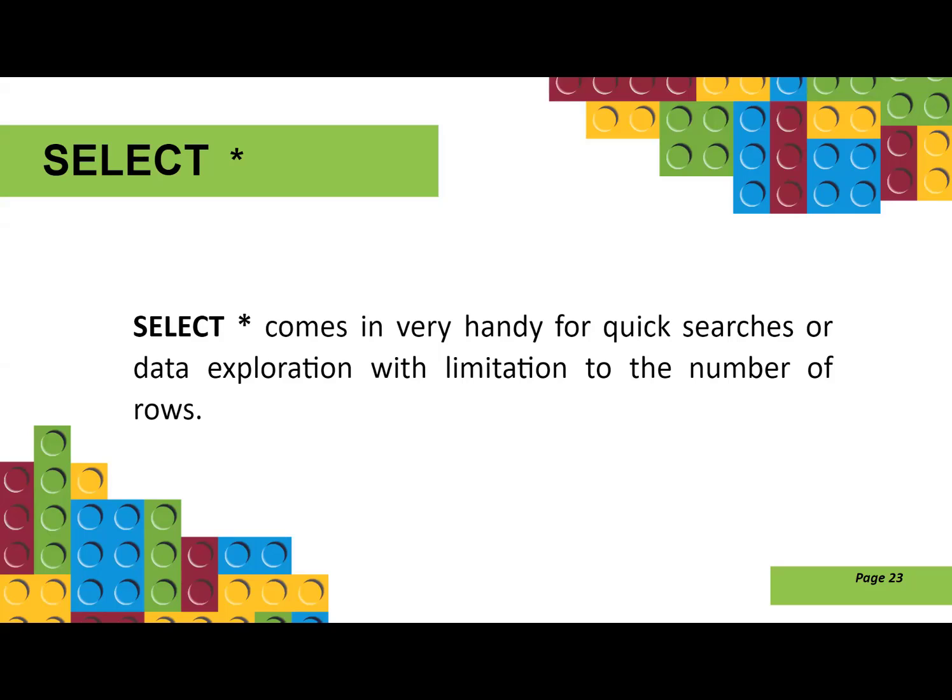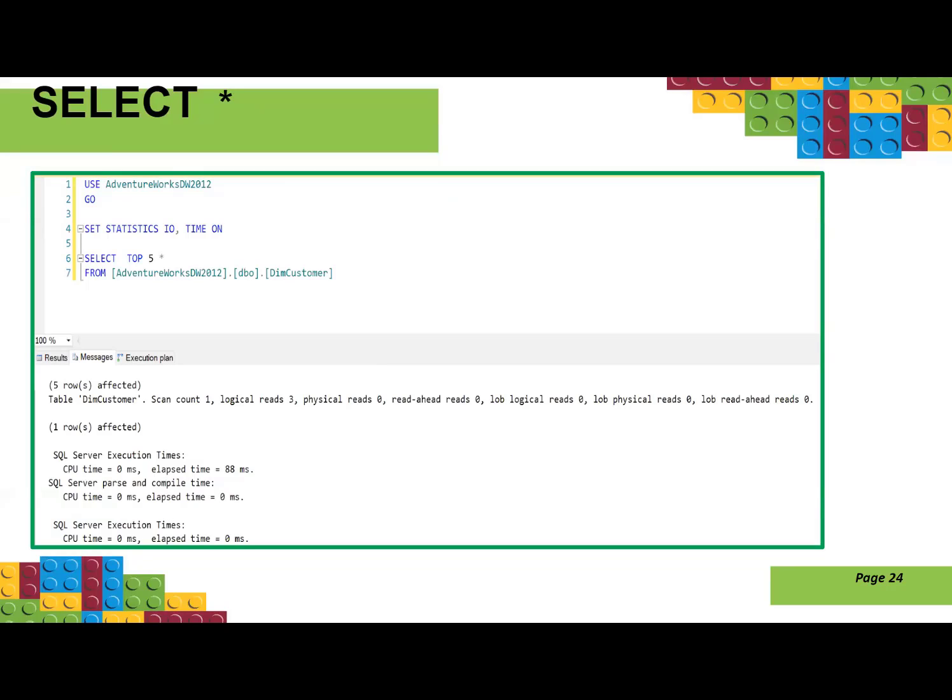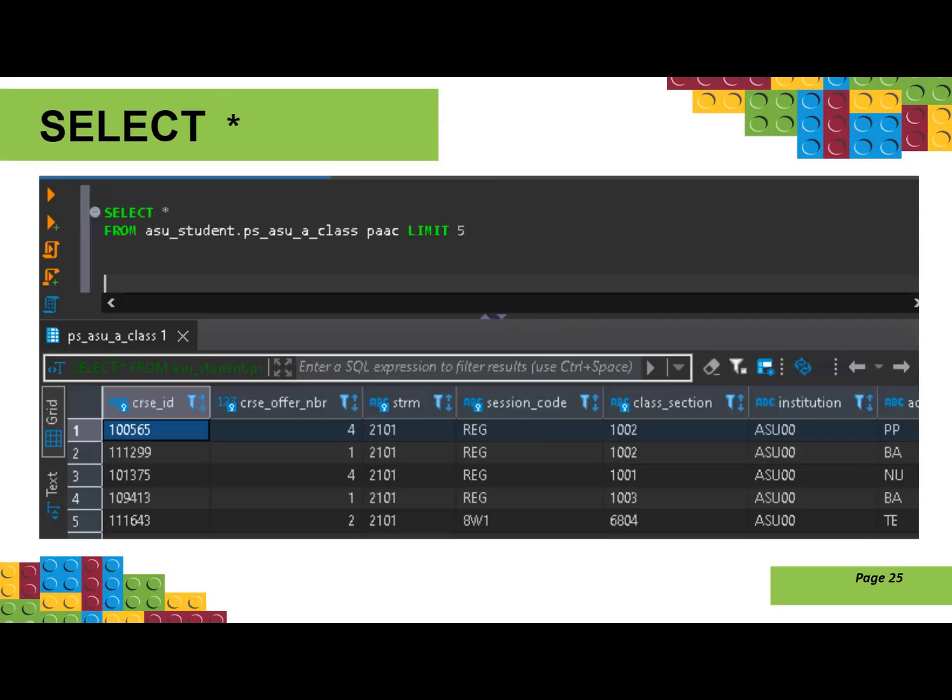Select star is very common that we use because it's very handy, right? But I will recommend just to use it when we do a quick search with the limitations. You can do like in SQL, you can do top 5. In Redshift, I think you can do a limit 5 after from table, and you do the limit 5. In Oracle, you can do row columns. Something like this. So this is for the Redshift limit 5.